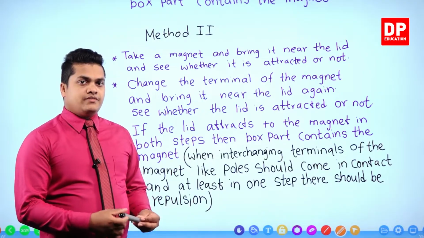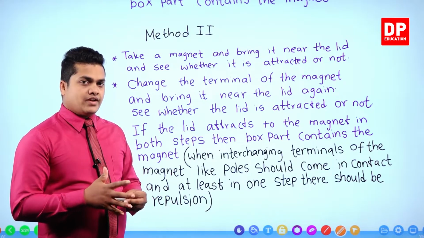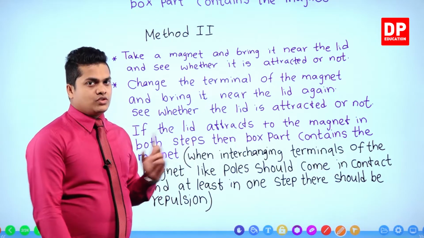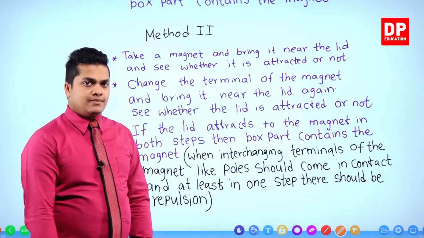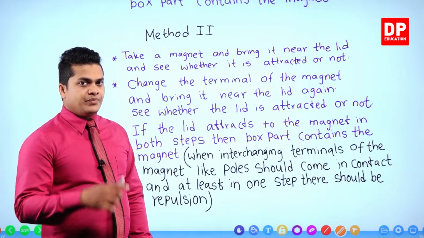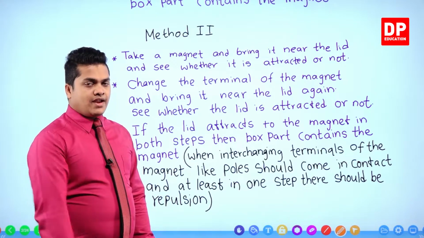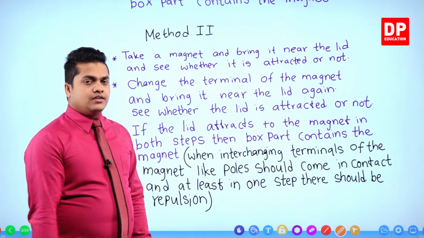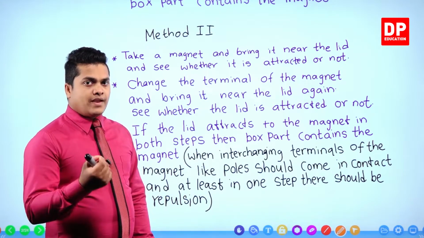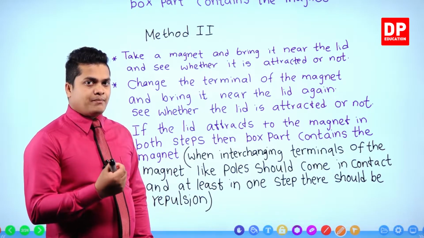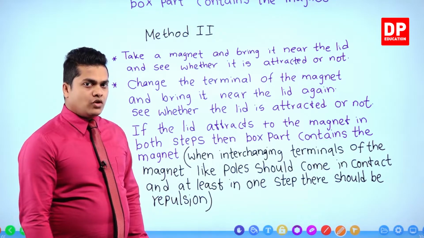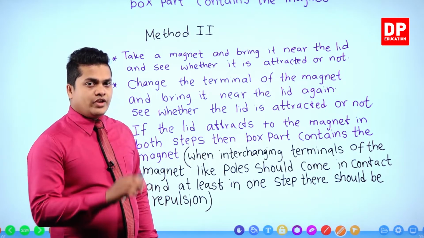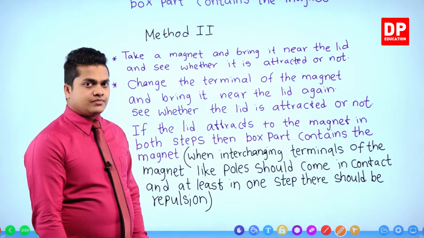So this is the way of identifying whether the magnet is being fixed onto the box or to the lid by using the second method. Here we can use a simple magnet. What you have to do, you have to bring near the magnet to the lid first, and you have to interchange the two terminals and bring near the magnet once again. At least in one occasion or at least in one step, there should be a repulsion, because the like poles are getting contacted each other when you are interchanging the two terminals, right?